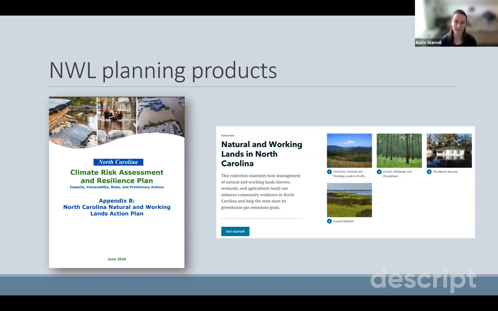There's recognition that we really are going to need support from the public to implement many of these recommendations and to promote that sort of action. And so the story maps don't have, of course, all the information that's in the plan, but they do introduce the importance of natural working lands in North Carolina, and they introduce some of the different ways that we might be able to increase their value, both for climate mitigation and also for community resilience and for other economic and other co-benefits that those lands provide.